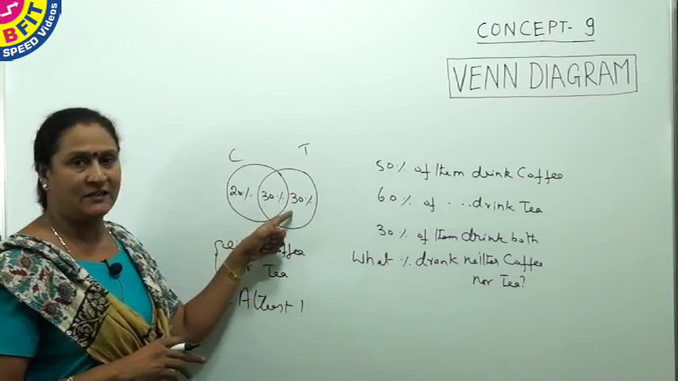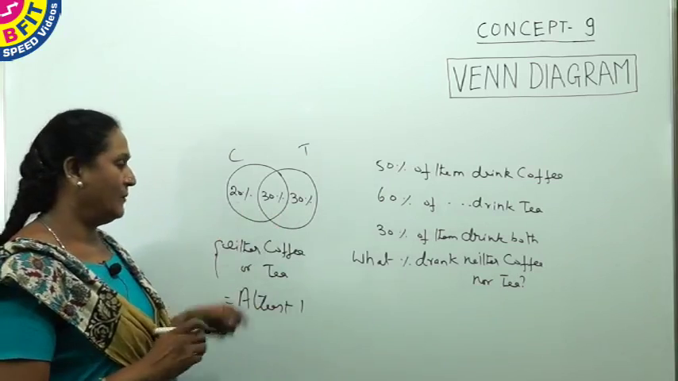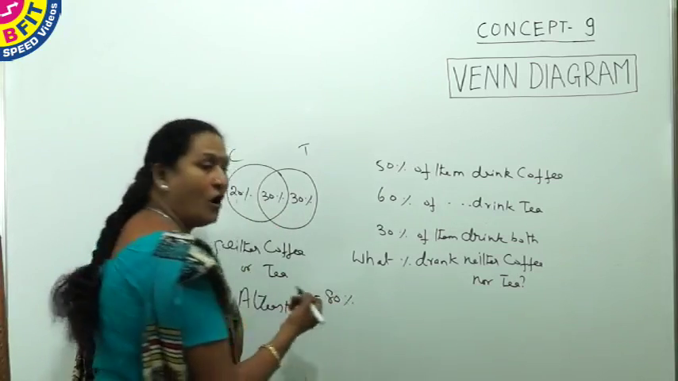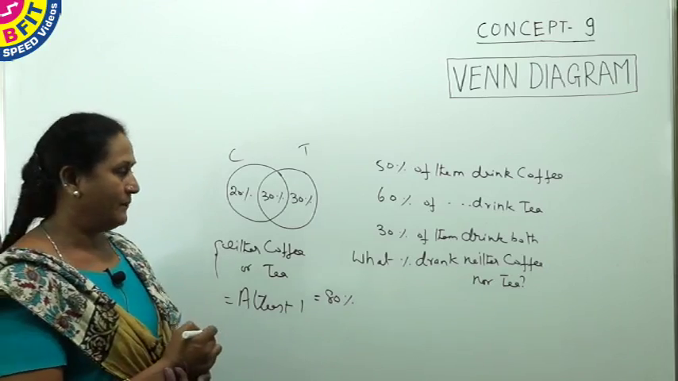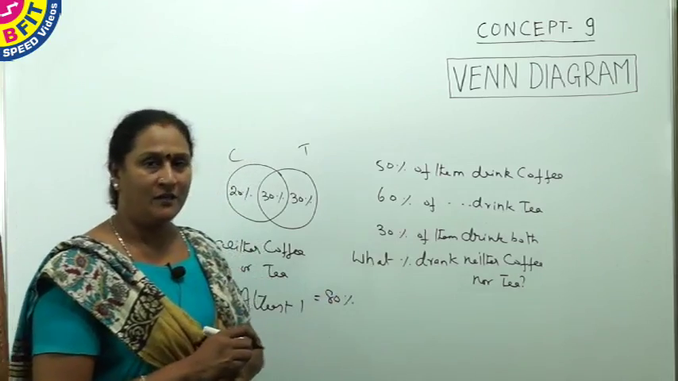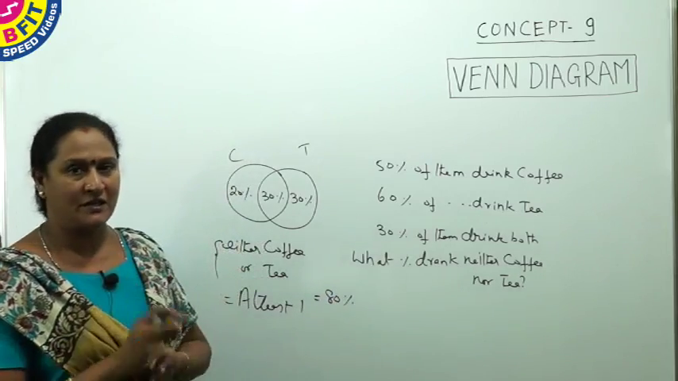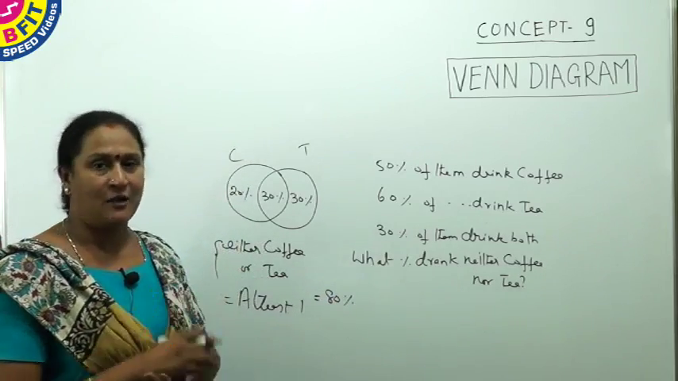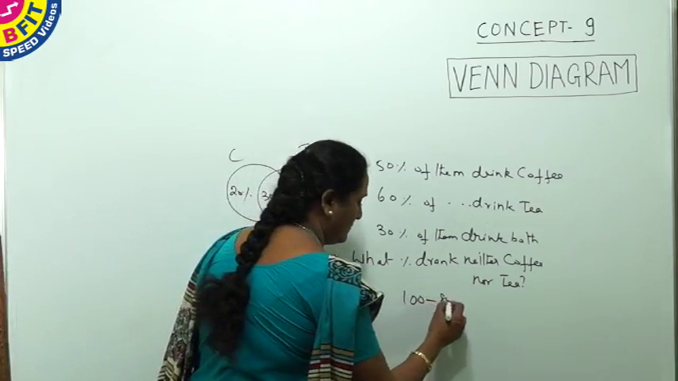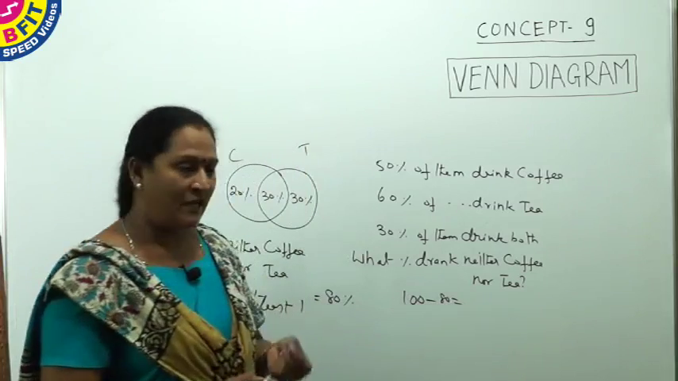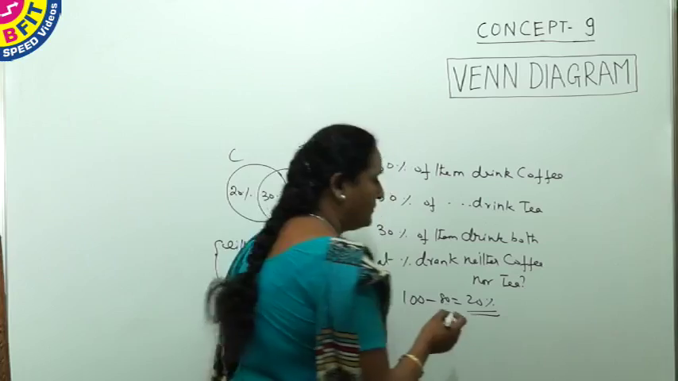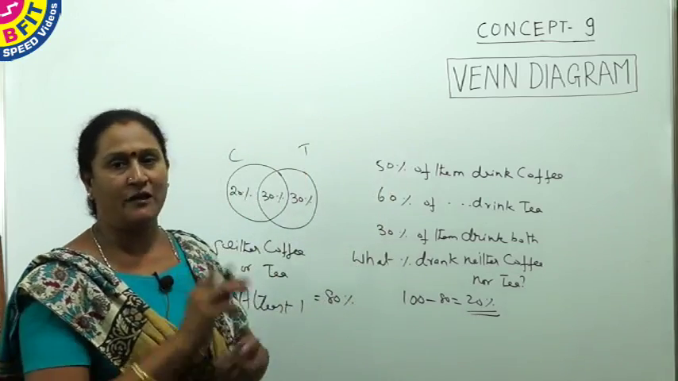So adding all, what is the value? 30 plus 30, 60, plus 20. So we have who drink either coffee or tea as 80%. Now what percent of people drank neither coffee nor tea? Percentage means the whole is 100. So subtract 80 from 100. So now 20% of the people drank neither coffee nor tea.